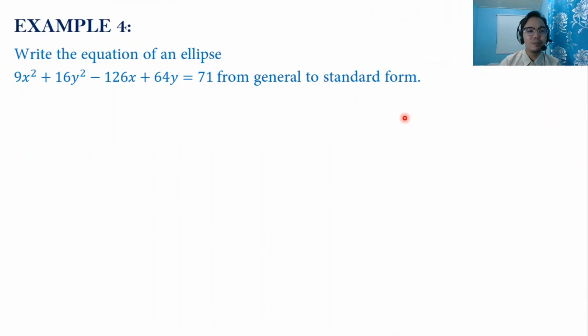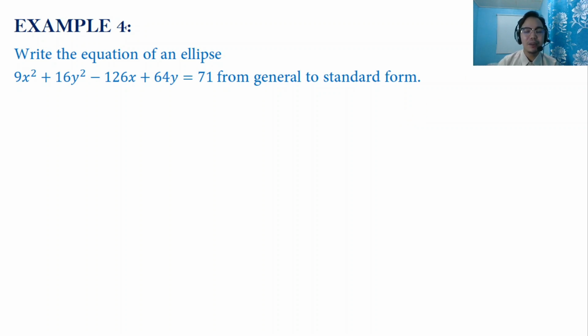For our last example, write the equation of an ellipse 9x squared plus 16y squared minus 126x plus 64y equals 71 from general to standard form.